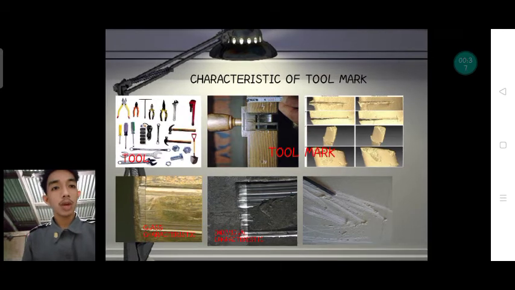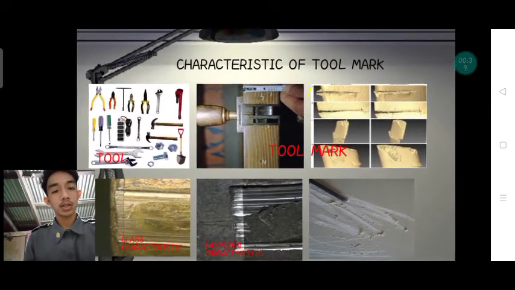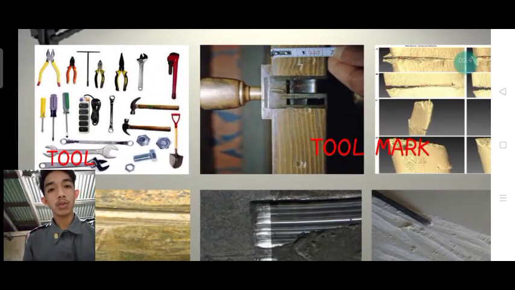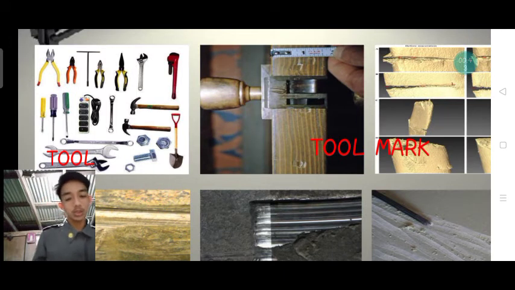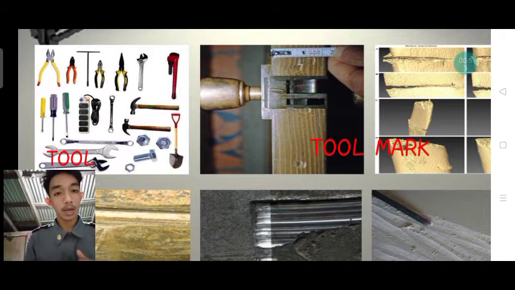So, ano nga ba yung mga characteristic ng toolmarks? Before natin mag-proceed dyan, ano nga ba yung tools? Tools is a device or implement. Especially, ito ay ginagamit para sa commission of crime, and nakakatulong din ito sa mga criminal para maka-entry sila sa isang bahay, and makapag-damage sila ng mga properties.